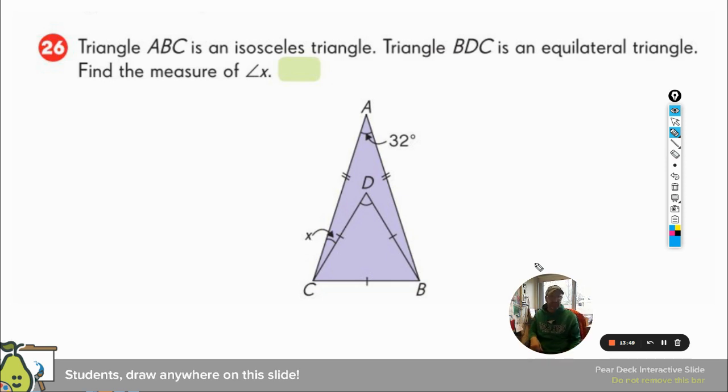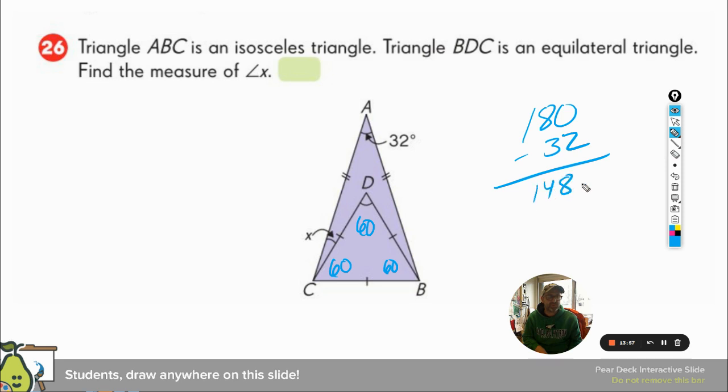Okay, are you ready? I'll give you the work back that I just did. If that's 32 up here, I'm going to do 180 minus 32, and I get 148. If I divide that by 2, I get 74. So this whole thing is 74, that whole thing is 74. If I subtract 60, my missing angle measure is going to be 14. Check the book. It's right.